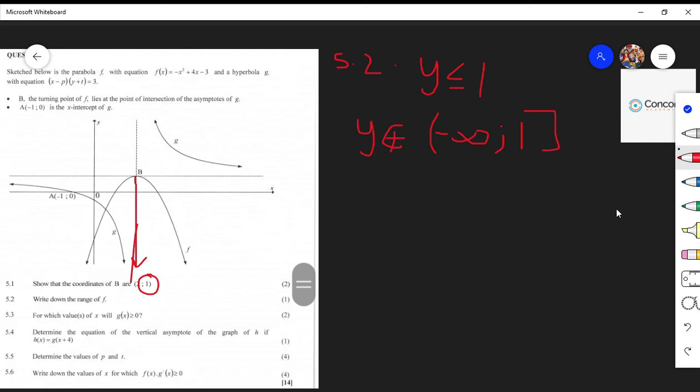Okay, so moving on to the next question, 5.3. We've got, for which value or values of x will g of x be greater than 0. So g of x is the hyperbolic function, right? So in order to be greater than or equal to 0, you have to be equal to 0 or positive, right? So the question is asking for which values of x is the graph positive, okay?